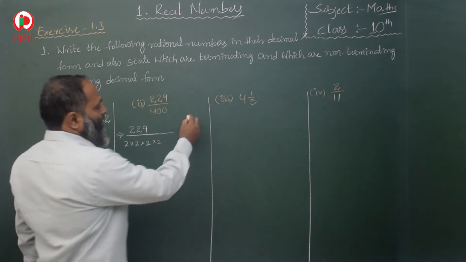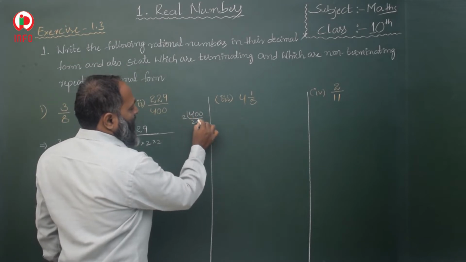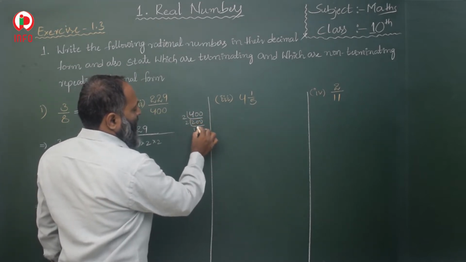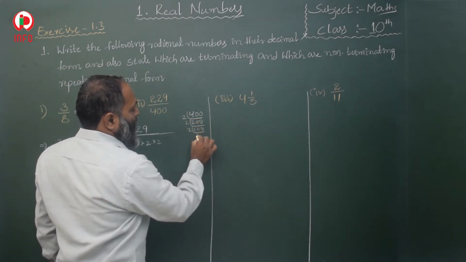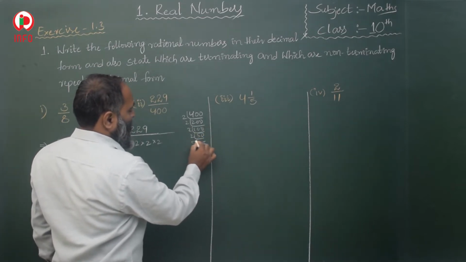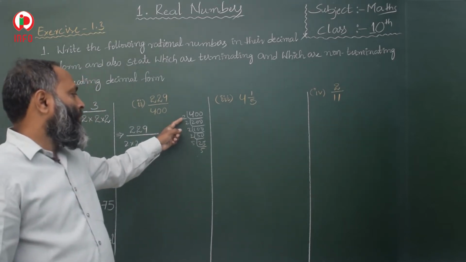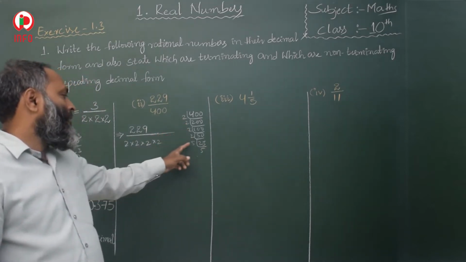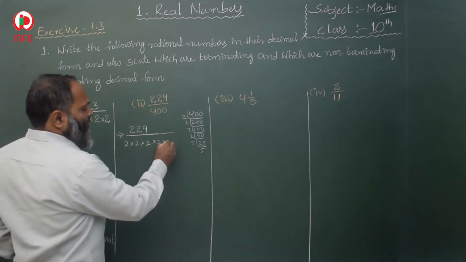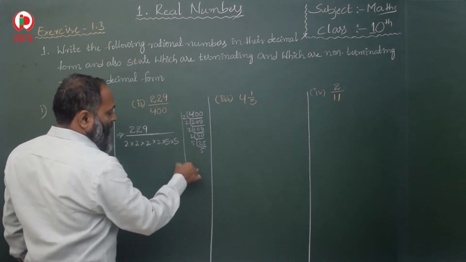Once you take out the prime factors of 400, 2 200s are 400, 2 100s are 200, 2 50s are 100, 2 25s are 50, and after that 5 into 5. So how many 2s? 1, 2, 3, 4, that is 2 into 2 into 2 into 2, 4 times, after that 5 into 5. This is our rough column.